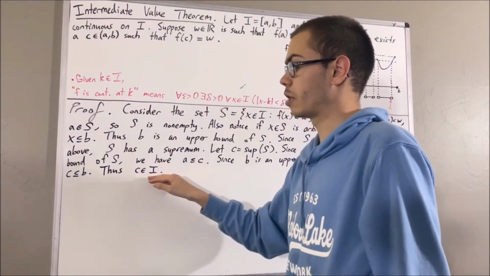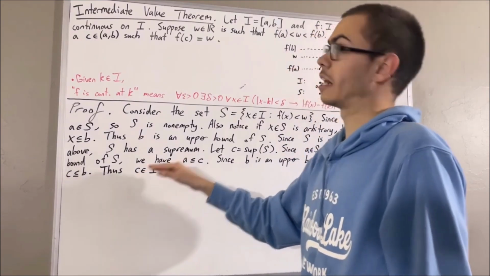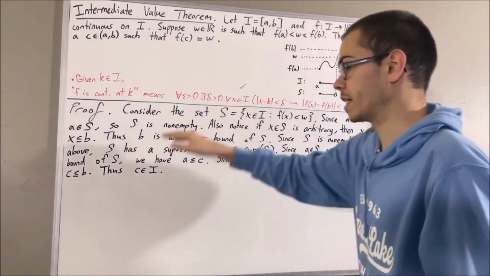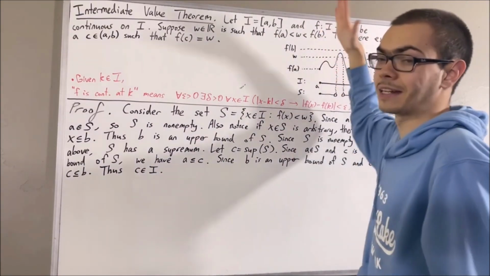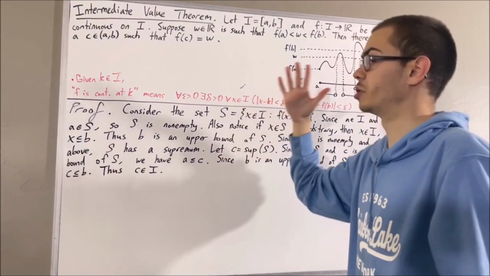And now that we know C is an element of I, we know that C is an element of the domain of f, so we can send C into the function f. And the claim is that f of C is equal to W.